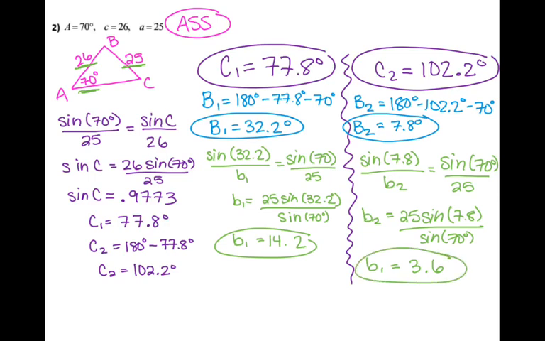And voila. This ASS triangle has two triangles. This is why these triangles are a pain, because you could have one solution, no solution, or, in this case, two solutions.